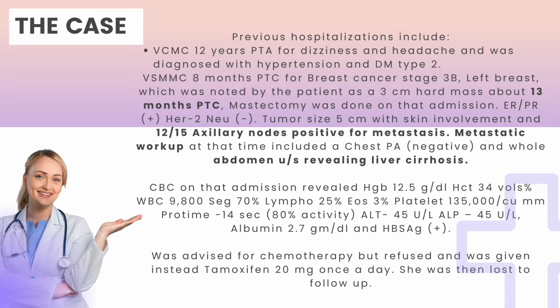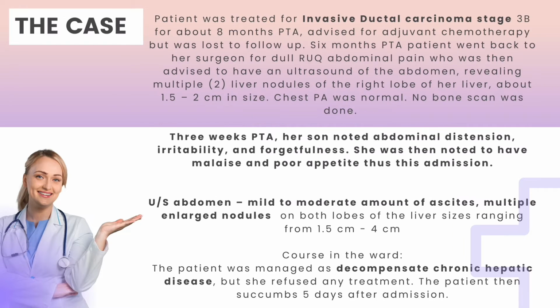Here is the CBC on that admission. So the patient was advised for chemotherapy but refused and was instead given tamoxifen 20 milligrams once a day. She was then lost to follow-up. Patient was treated for invasive ductal carcinoma stage 3B for about 8 months prior to admission and was advised for adjuvant chemotherapy but was lost to follow-up.